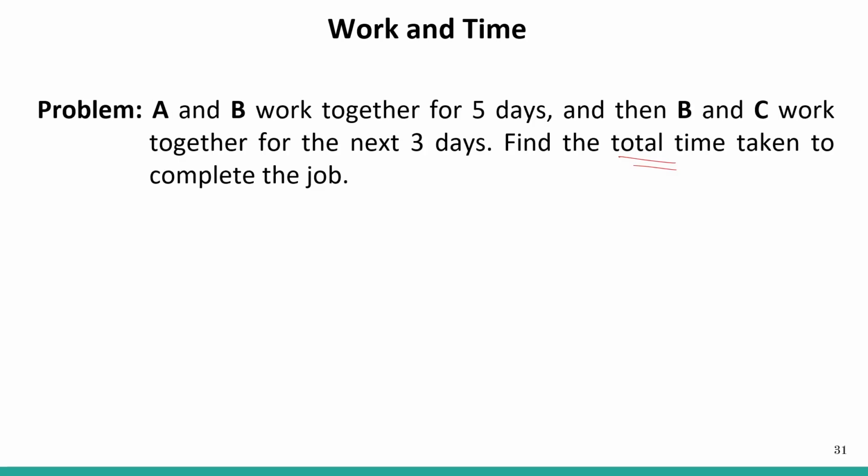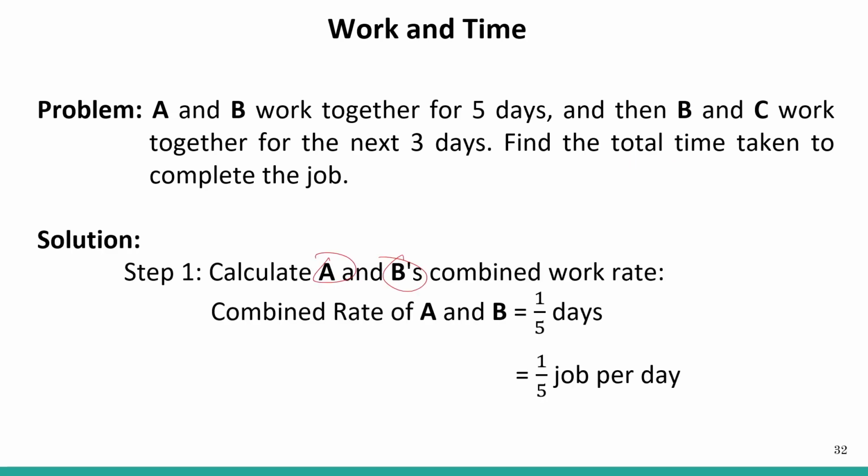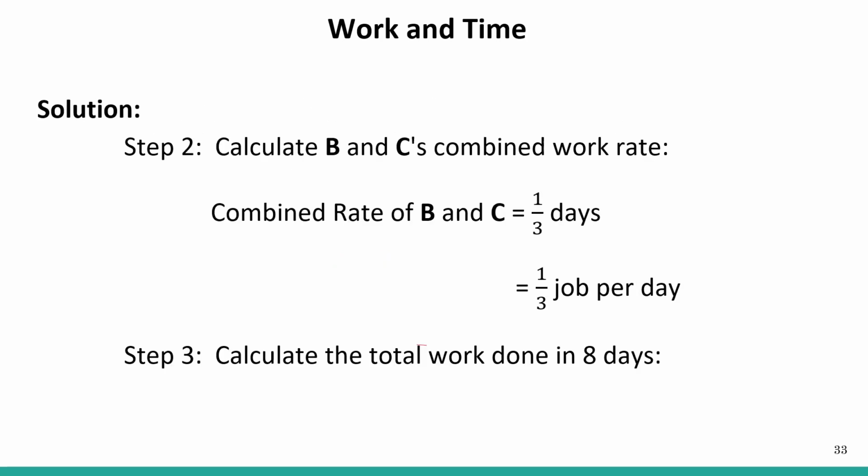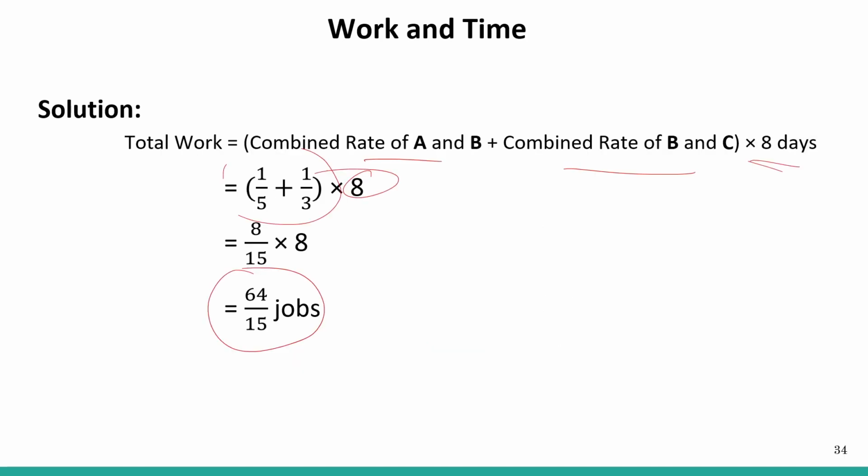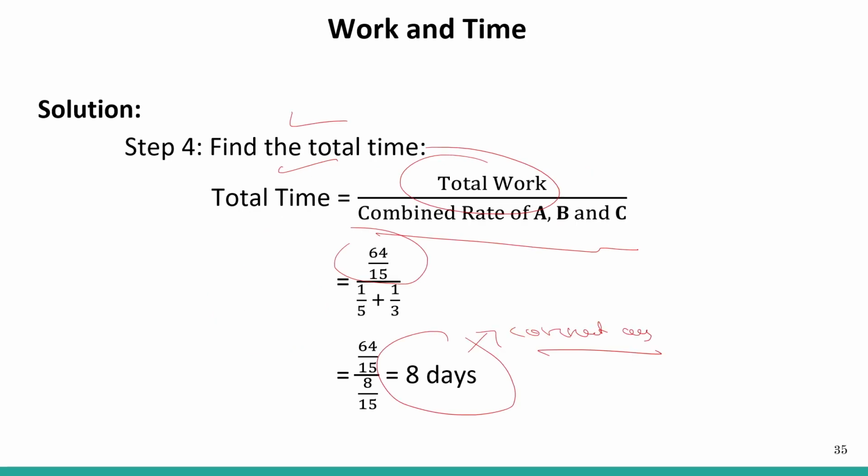So shifting of work. Okay, let's see an example. If A and B work together for 5 days and B and C work together for the next 3 days, find the total time taken to complete the job. So 1 by 5 is the amount of job per day. So calculate B and C's combined work rate. The combined rate of B and C is 1 by 3 days, so 1 by 3 jobs per day. So calculate the total work done in 8 days: 1 by 5 plus 1 by 3, into 8. This is equal to 8 by 15 into 8, which is 64 by 15.